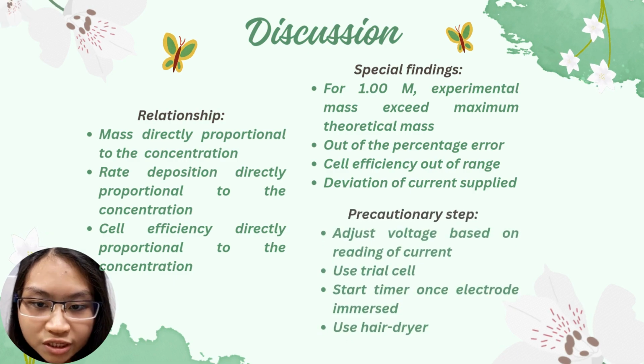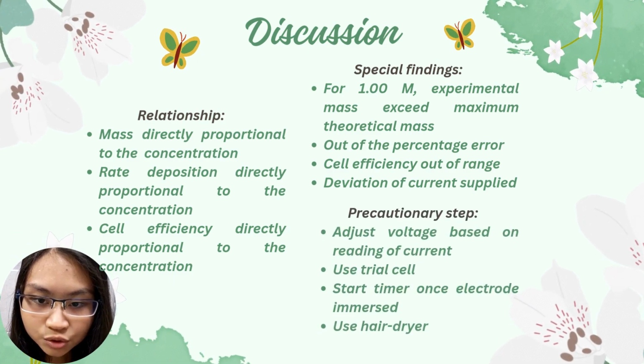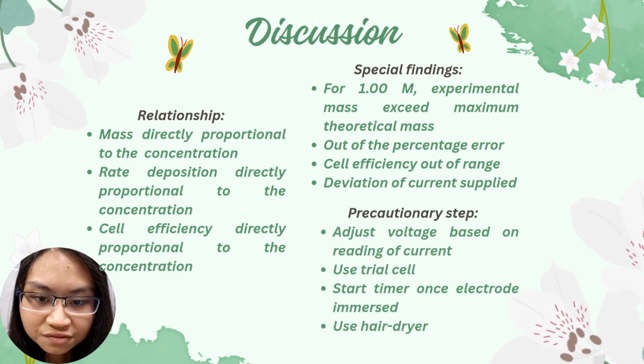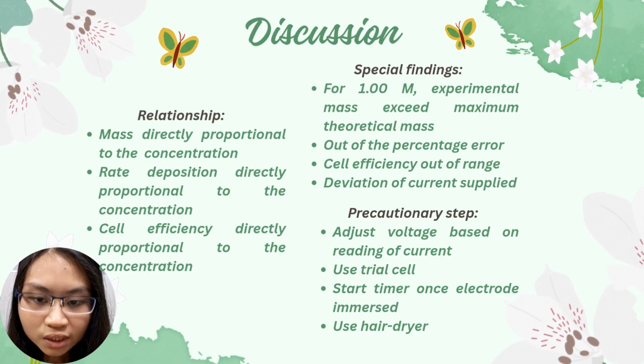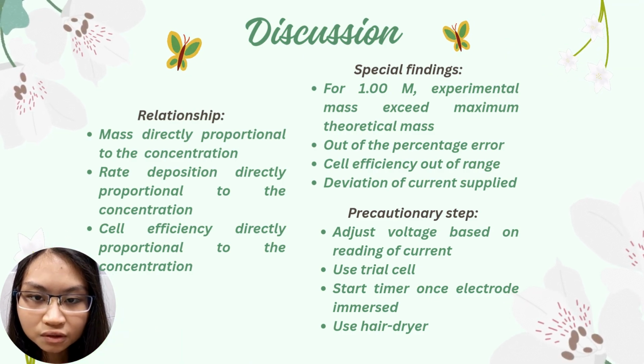From the graph, we can know the relationship between them. The mass is directly proportional to the concentration. The rate of deposition and cell efficiency are also directly proportional to the concentration. Cell efficiency represents the amount of electrons that can be used for copper ions to be reduced.